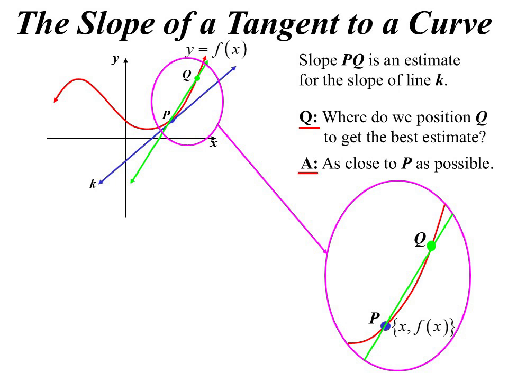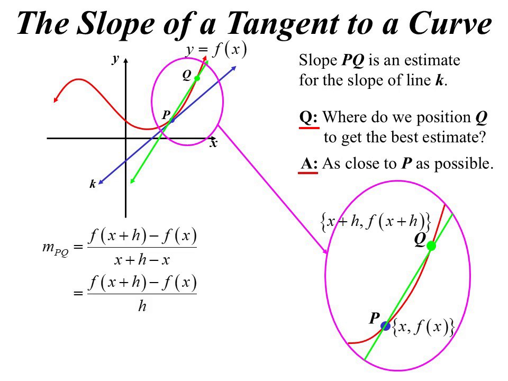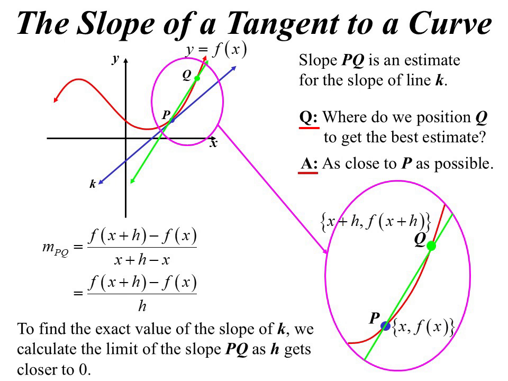So P would have some coordinates, x, and the y value of function x. Q, I'm going to add on something, so x plus h. I could find the slope of PQ, and it would end up being function x plus h minus function x over h. Now this is where limits comes in handy.